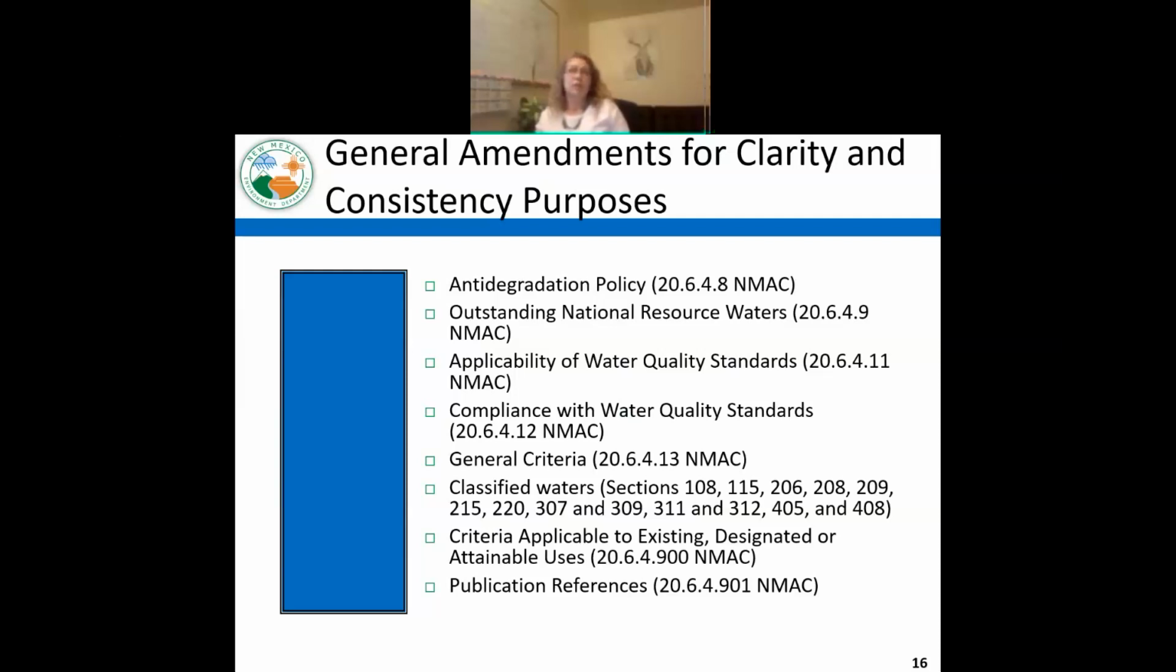The general criteria under Section 13 is adding language to include contaminants of emerging concern and specifically identifying those toxic pollutants that are identified in the state's surface and groundwater regulations under 20.6.2 NMAC, amending language in several sections as listed here on this slide to clarify the applicability to perennial reaches of tributaries too. There are some minor amendments to language in sections 311, 312, 405, and 408 that are being proposed for consistency purposes.